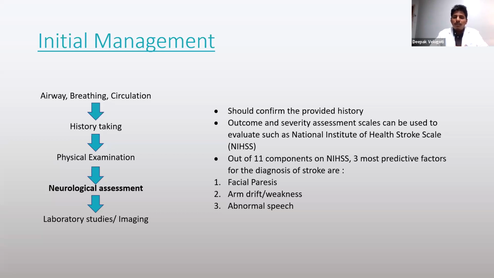It consists of 11 components, out of which 3 are the most predictive factors for the diagnosis of stroke: the facial paresis, arm drift or weakness, and the abnormal speech.